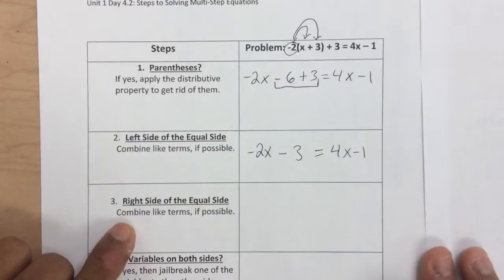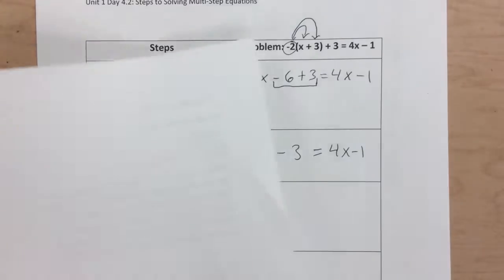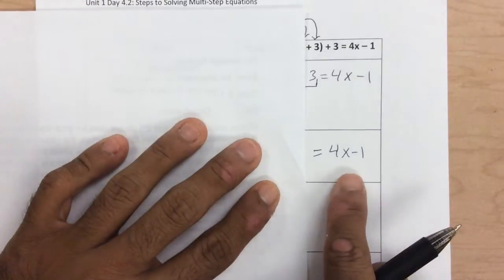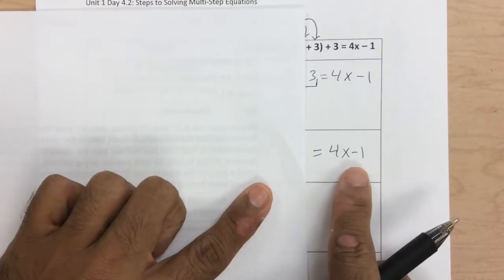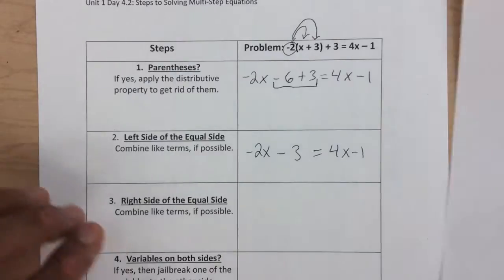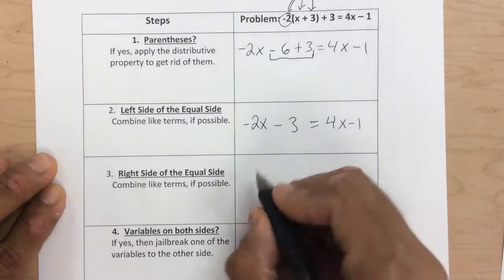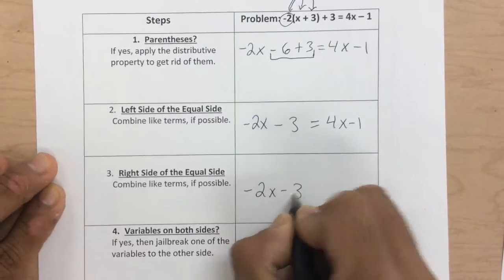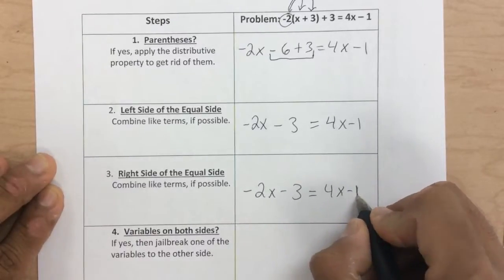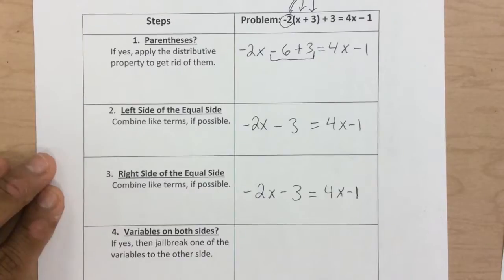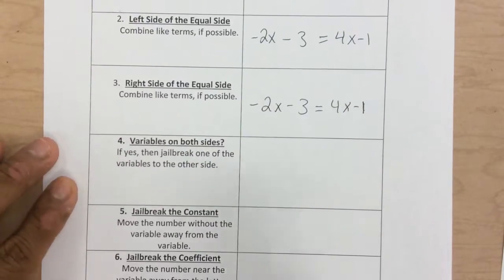Now, next step. Right side of the equal sign, combine like terms if possible. Let me cover the left side this time, and there's the right side. Do I have any like terms? No, I don't. So I can move on. Do I have to write anything in that step? Not necessarily, or you can just copy the same information over just so you can remember that there's nothing to combine on the right side. So basically, I just skipped the step.